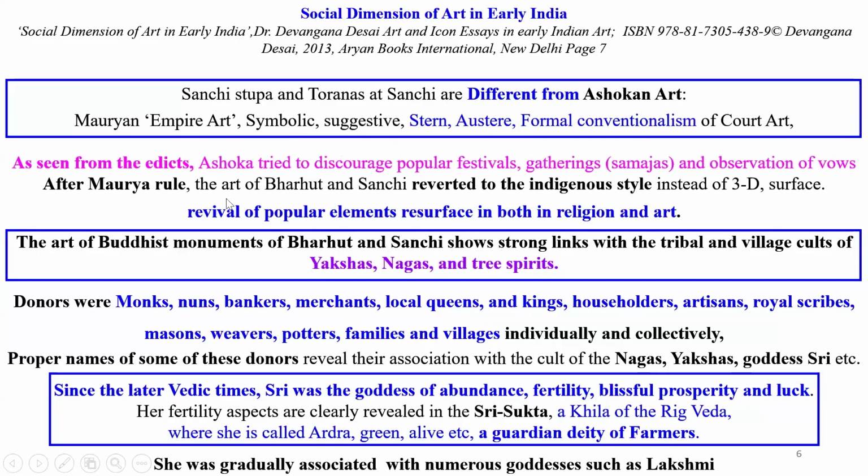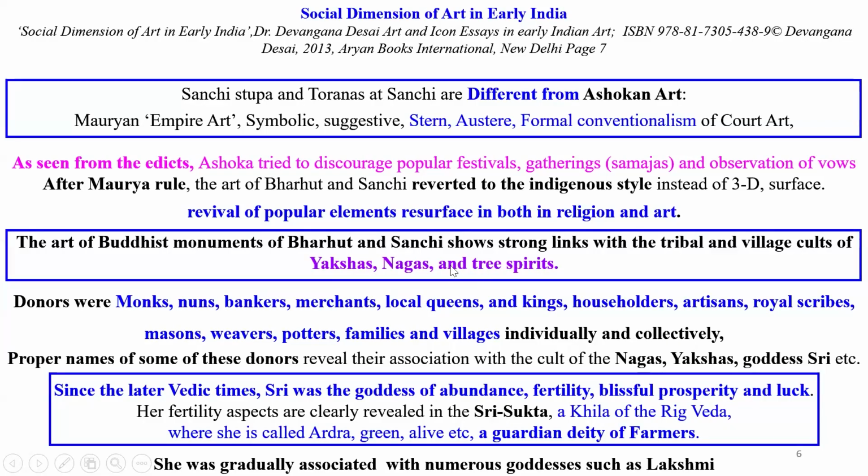Ashoka's edicts very clearly stated that he prevented popular festivals. He wanted all that to be subdued so that only the Dhamma would be paid attention to. But after the Mauryan rule, things went back a step, and Sanchi and Bharhut had those toranas constructed during that time, and they reverted to the indigenous style. What was included in that, we will see. It was a revival of popular elements.